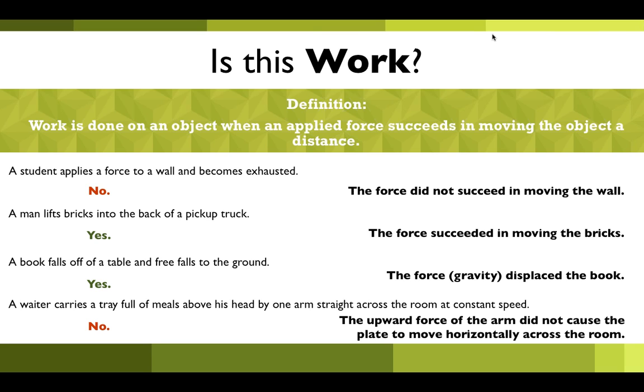If you want to look at it in the horizontal direction, at how the plate is moving horizontally, then because the waiter is moving at a constant speed, the net force on the tray has to be zero, because the tray of food is not accelerating or decelerating. So because there's no net force in the horizontal direction, even though it's moving, you don't have any work being done.